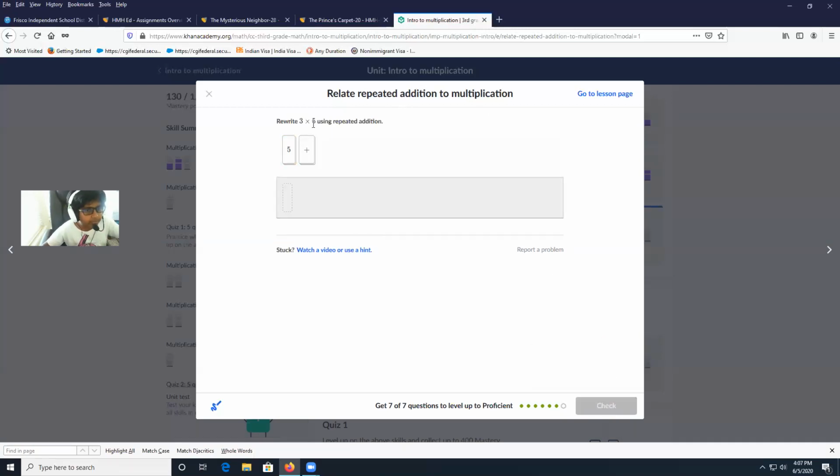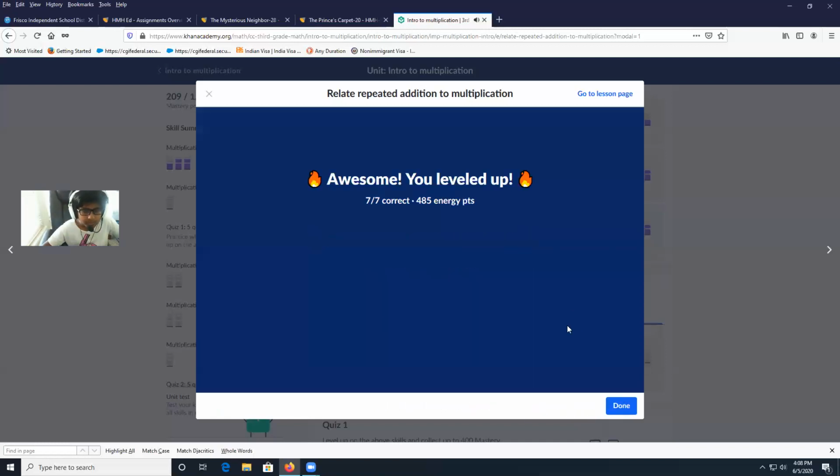We write 3 times 5 using repeated addition. We talked about repeated addition, you can fast forward to that point. But repeated addition is technically repeating the same number for the whole expression. So we have 3, 5 times or 5, 3 times. They only gave us 5, so we have to do 5, 3 times. So now it'll be easy. You don't have to put too much. All you have to do is this. Then you check it. And yeah, we got it.